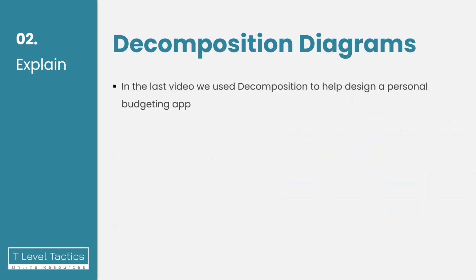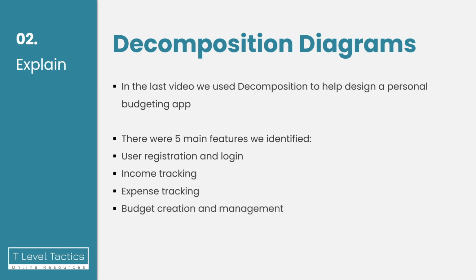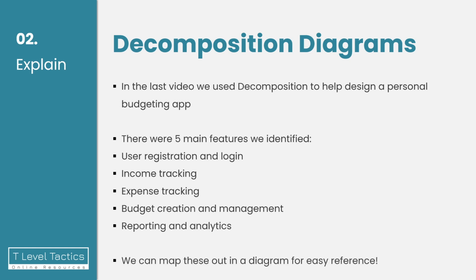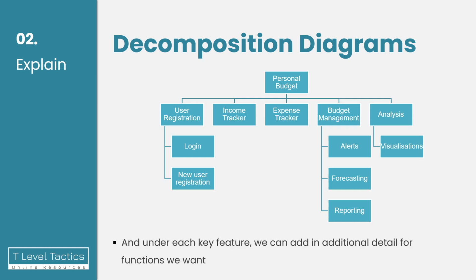In the last video, we used decomposition to help design a personal budgeting app. There were 5 main features we identified: user registration and login, income tracking, expense tracking, budget creation and management, and reporting and analytics. And we can map these out in a decomposition diagram for easy reference. Here's an example of what that might look like. And under each key feature, we can then add in additional detail for functions we want, like login, registration, forecasting, and visualizations.